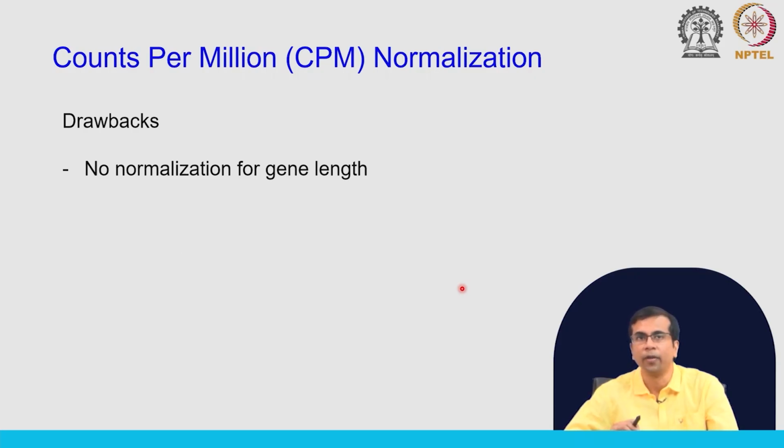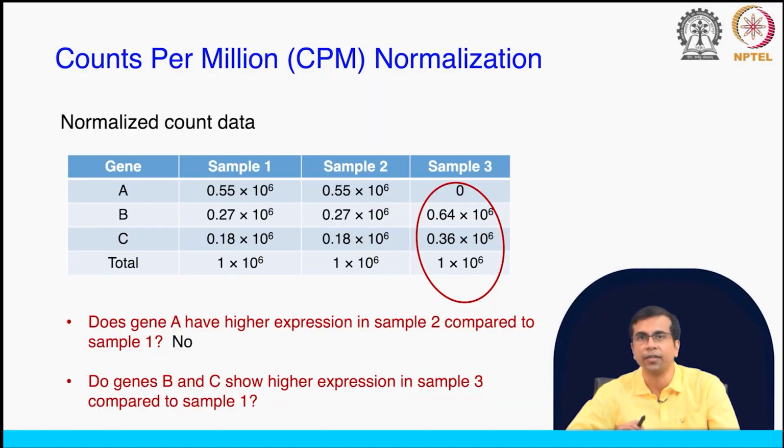This is one. The second is that we have not addressed the RNA composition bias. So, what is this RNA composition bias? We briefly mentioned it in the last class. If you look at sample 3, gene A, the read count is 0. Let us imagine that the expression of gene A has dropped, and it is so low that we cannot detect it by sequencing.